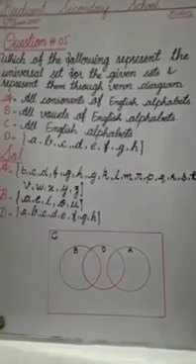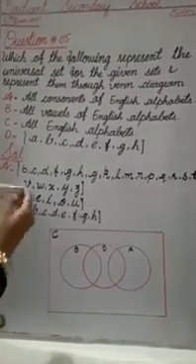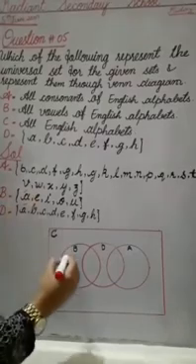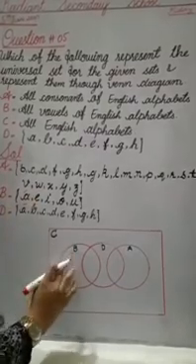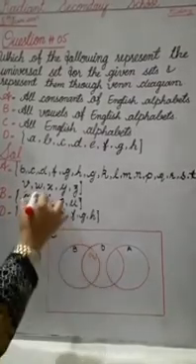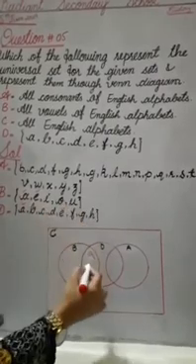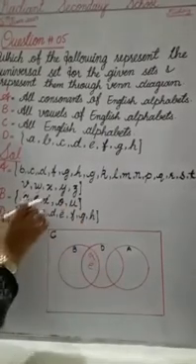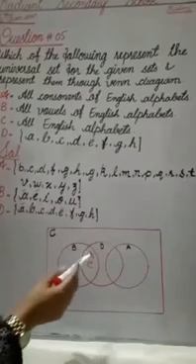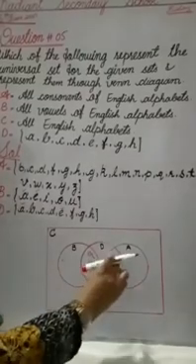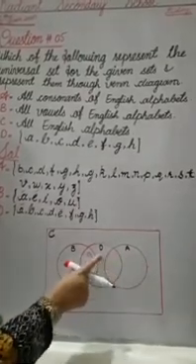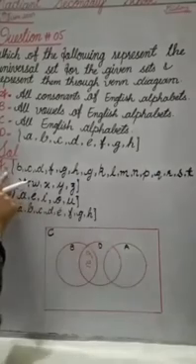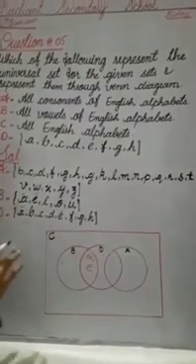Which elements are common? A is common. Write down A here. E is common. Write down E here. Only these 2 elements are common. So we will write common elements here. Now in this portion, we will write the common elements of D and A. This is A and this is D. Common elements.